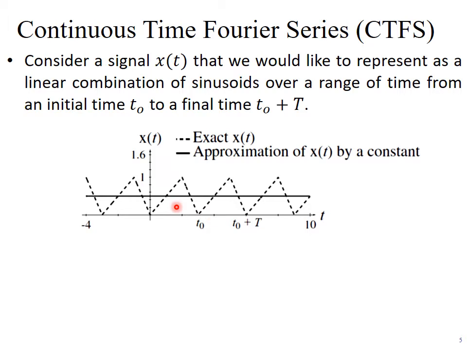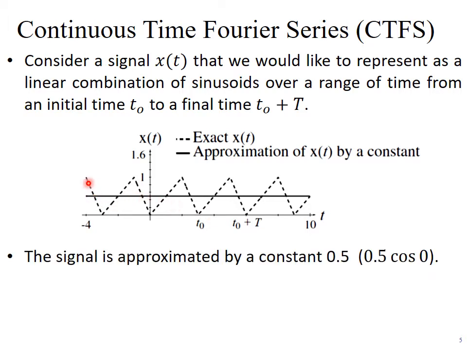So the representation of this x of t by a constant can be done by this line, 0.5. If, for example, you want to approximate this triangular waveform by a constant, the best approximation would be a constant line at 0.5, which is basically the average value of this wave. So this is the best approximation because the error is minimum.